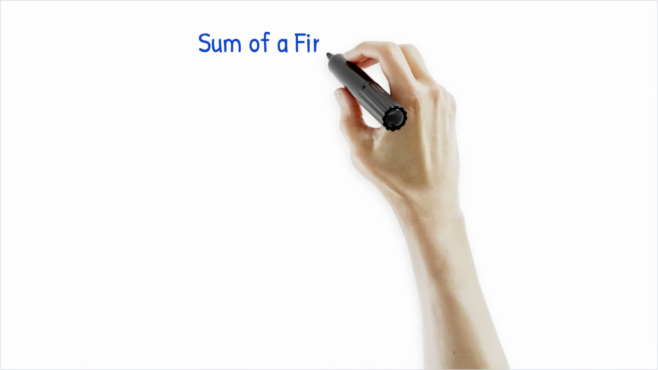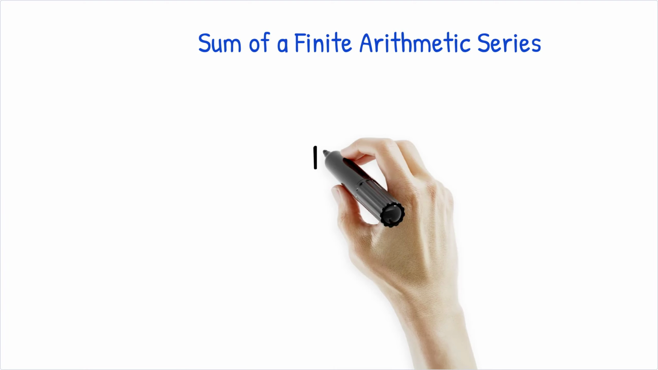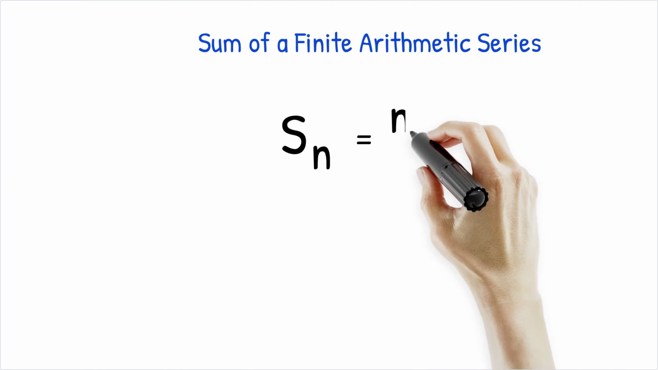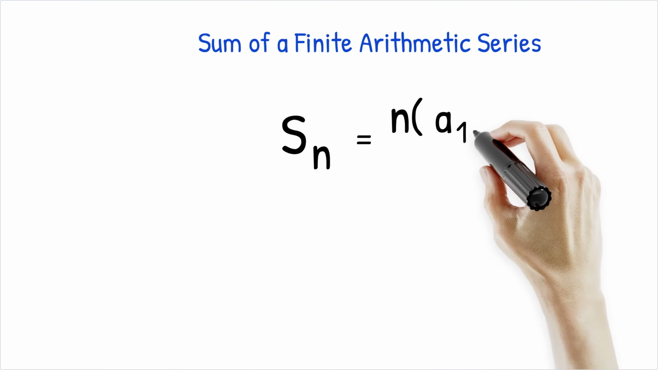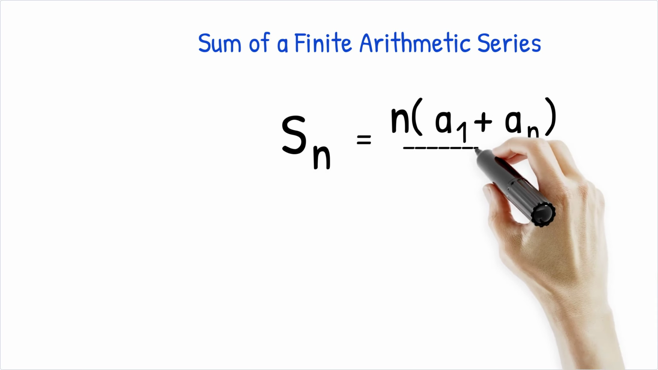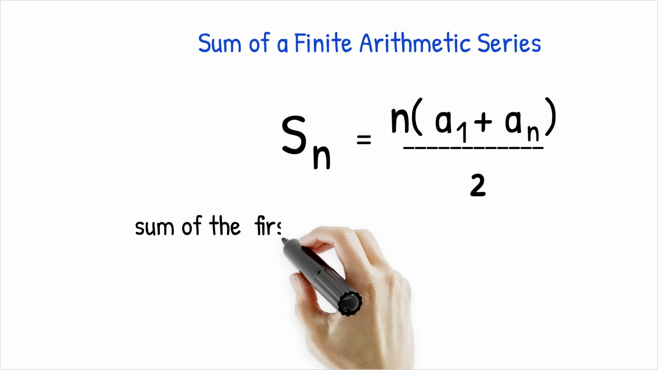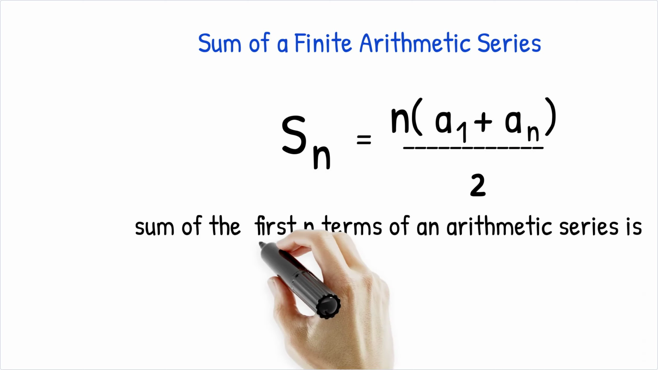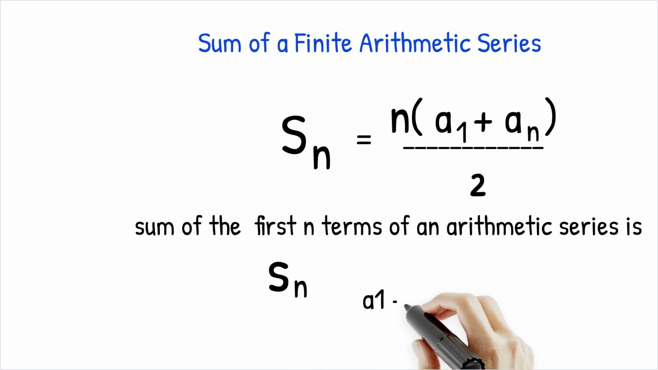The sum of a finite arithmetic series is given by the formula Sn equals n times a1 plus an over 2. The sum of the first n terms of an arithmetic series is Sn, a1 is the first term, and an is the nth term.